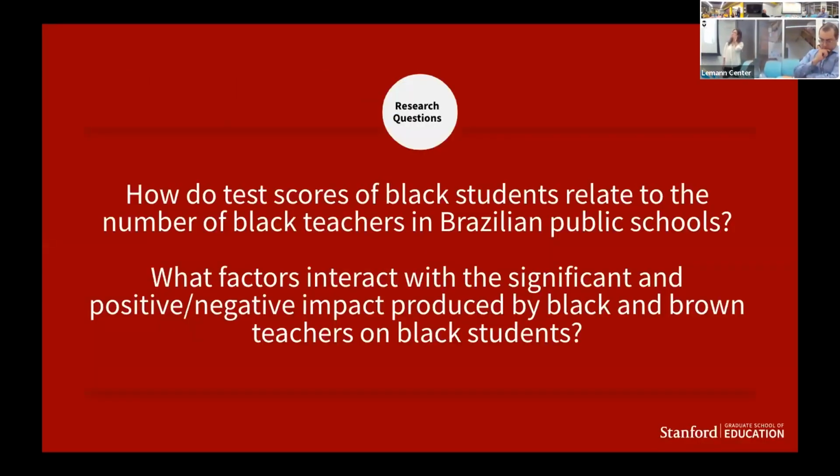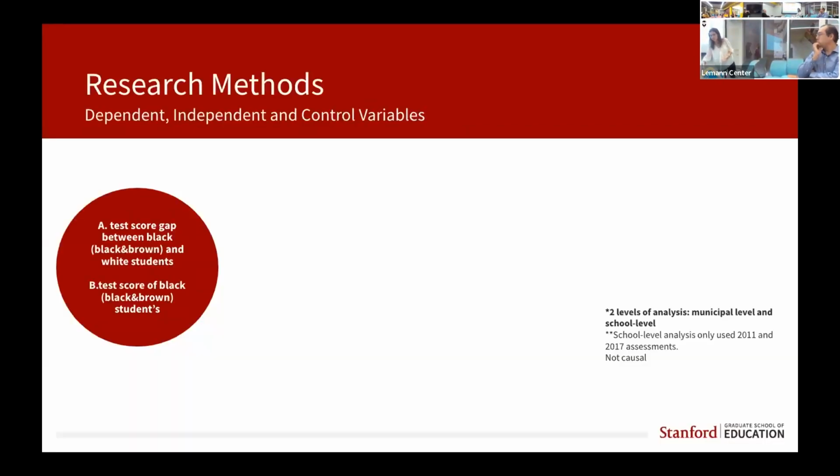So my questions for my research were, how do the test scores of Black students relate to the number of Black teachers in the Brazilian public schools, and what factors could interact with these potential effects that we found? We had two dependent variables. One was the test score gap between Black and white students. We also analyzed Black and brown, because in Brazil we have a huge issue with self-identification. And we also looked into that because we wanted to understand the effect on inequality, not only in the test scores. The second dependent variable was the test score of Black students, because if we found something in the test score gap, we would like to understand where the impact was happening, among the white students or the Black students.